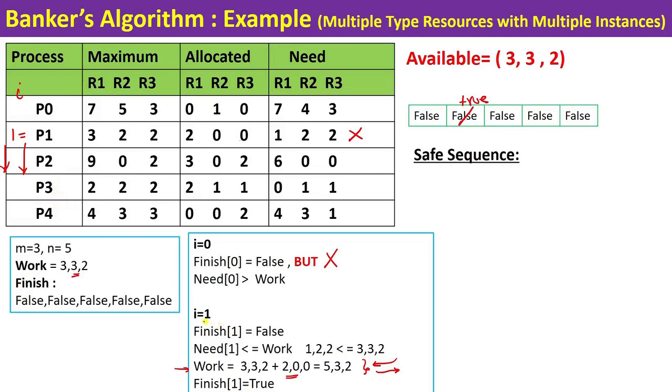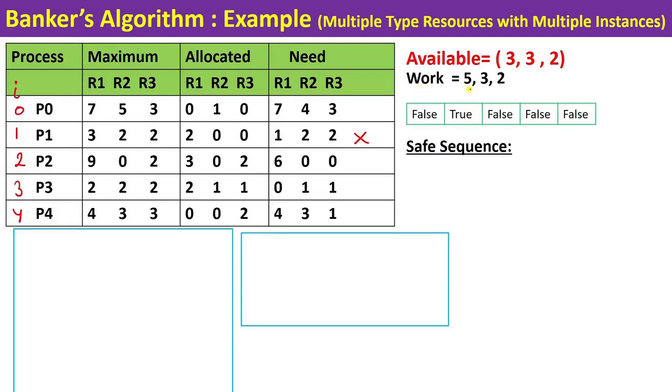So I equal to 1 is finished. Now let's move forward. Our work array now contains 532, and this finish box of 1 contains true. So my safe sequence contains the first process as P1. I am just using these angle brackets; this is not a need or a convention, you can use them if you want. So P1 is the first process to complete in this safe sequence.